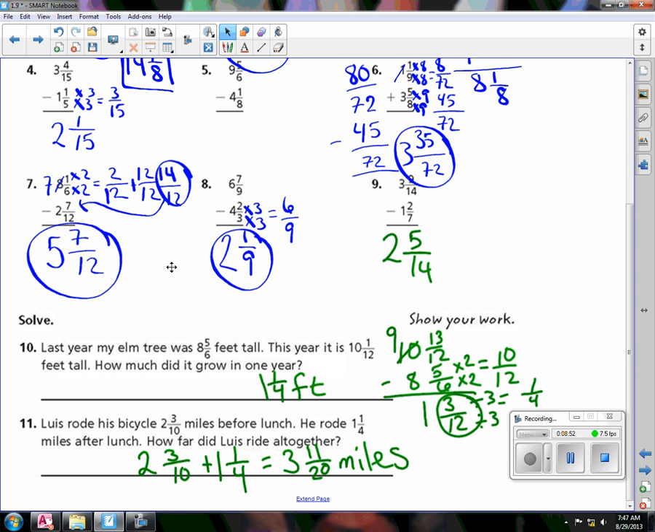But when we borrow with mixed numbers, we're borrowing 1 whole, which is a fraction. It's that same numerator over the same denominator. Again, like number 7, 12 over 12 was what we borrowed, because 12 twelfths equals 1 whole. We borrowed 1 whole from the 8. So remember that. That's really important.